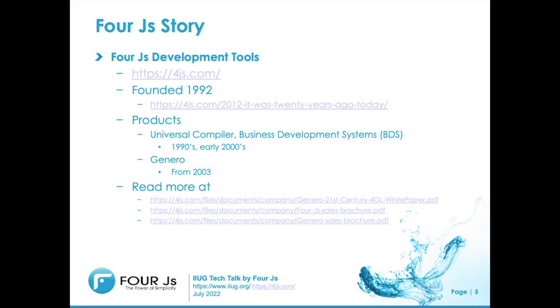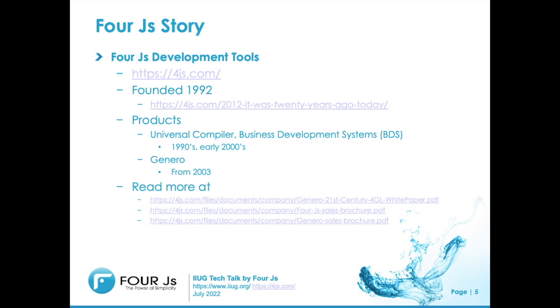4J's story. 4J's was founded in 1992. The names come from our founders, who all had names that began with J. Hence, 4J's, Jean-George, Jean-Claude, Jean-Philippe, and Johan. One of their initial motivations was that they did not like the fact that they had already had to rewrite their application multiple times from BASIC to COBOL to Informix 4GL. And so they started looking at ways that the Informix 4GL could operate with the new fads of the day, which at that time was the Windows desktop. They did not want to rewrite their business logic again.